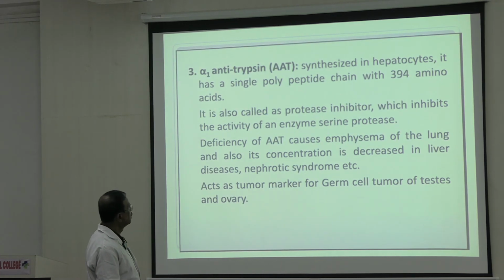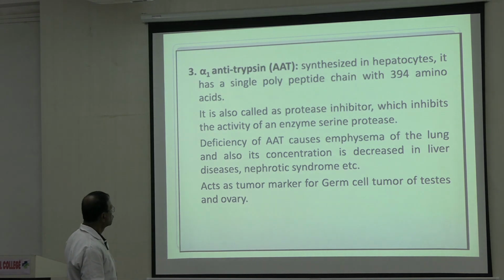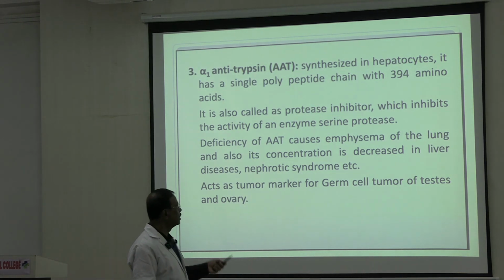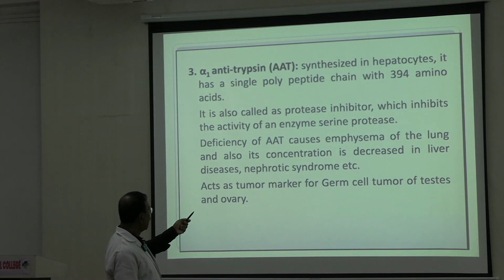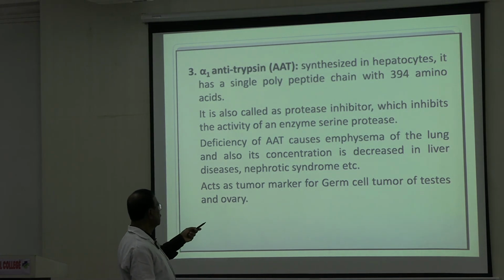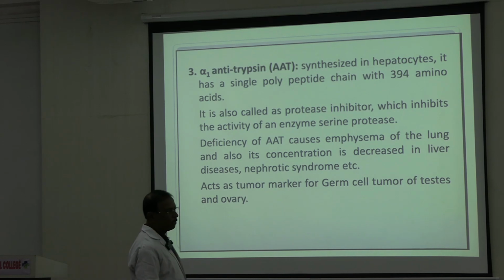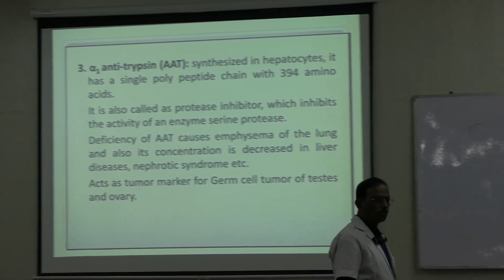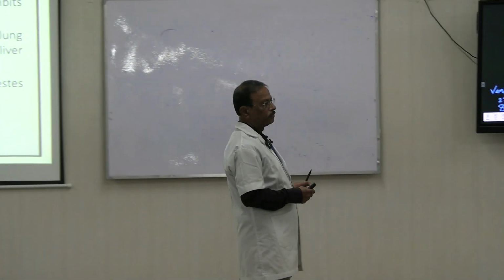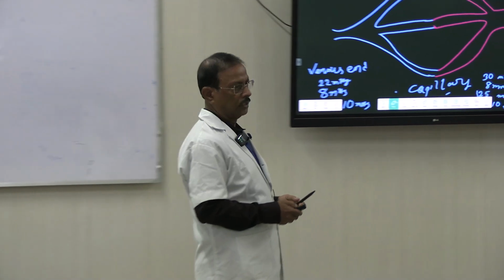Alpha 1 antitrypsin is synthesized in hepatocytes. It has a single polypeptide chain with 394 amino acids. It is also called a protease inhibitor, serine protease inhibitor, which inhibits the activity of the enzyme serine protease. Deficiency of alpha 1 antitrypsin causes emphysema of the lung, and also its concentration is decreased in liver disease. What happened? There are two diseases. One is emphysema. Emphysema is nothing but the swelling of the lung. Patients have difficulty in breathing.